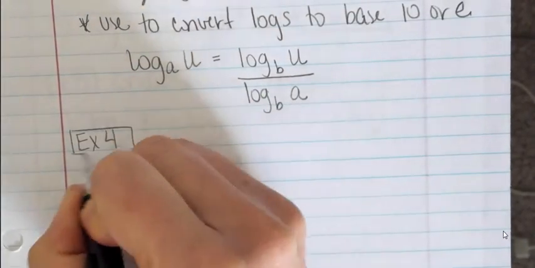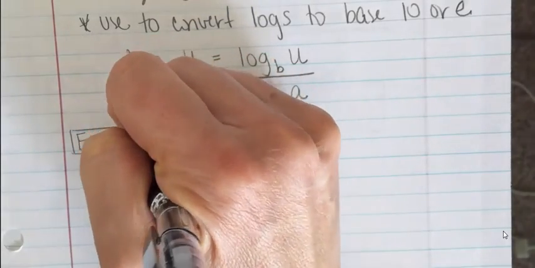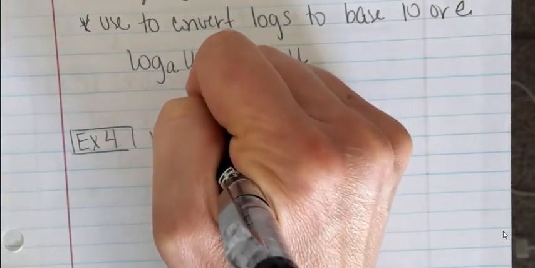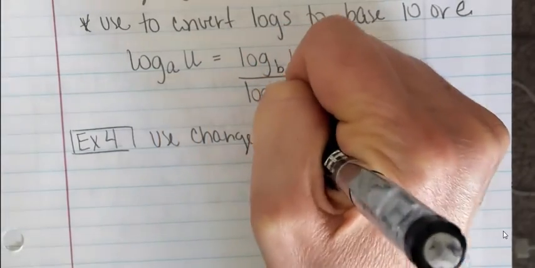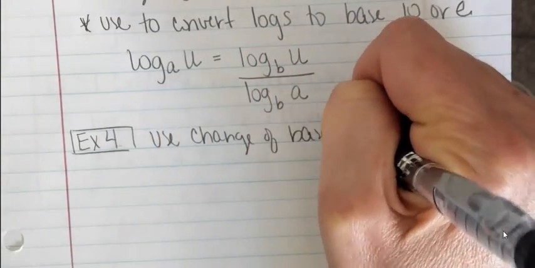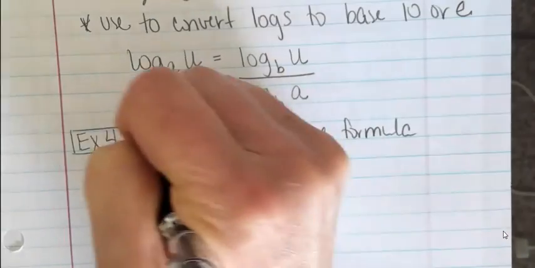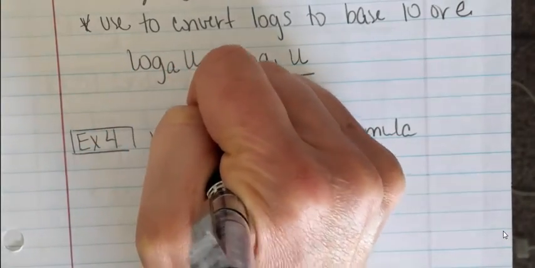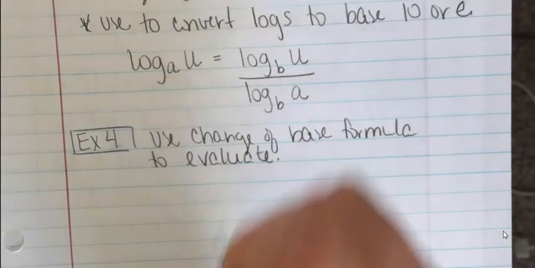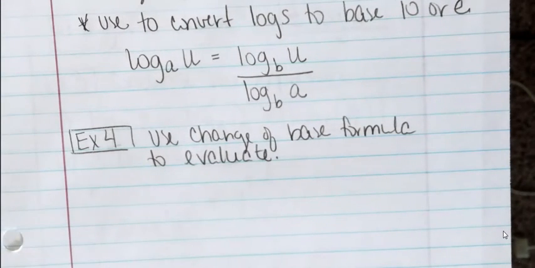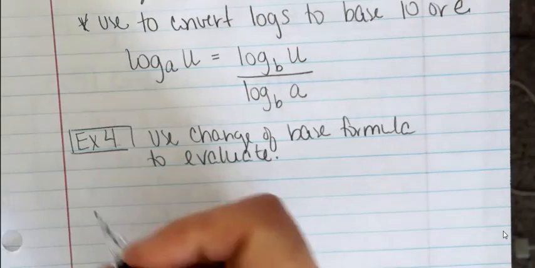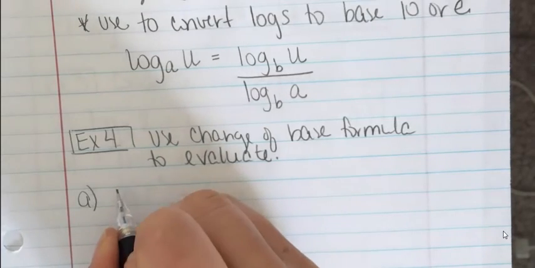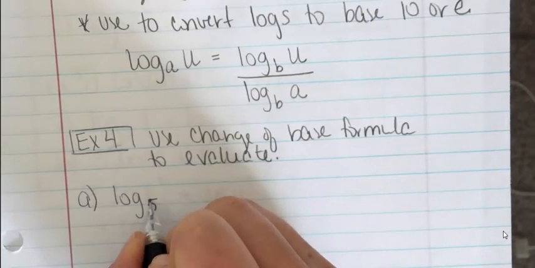It would be example 1 with this, but example 4. We're going to use the change of base to evaluate. If I want to evaluate, that means I want to end up with an answer, okay? And how about we round to the thousandths? Okay, we'll always round to the third decimal place. All right, so the first one is going to be log base 5 of 7.